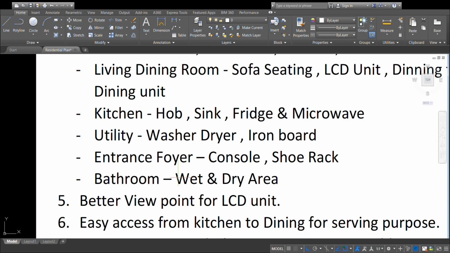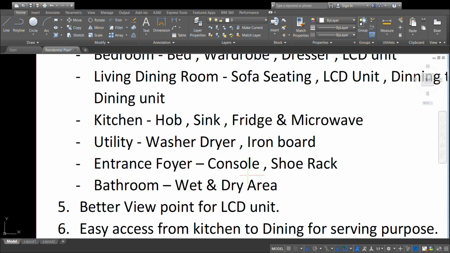Next is entrance foyer. So for the entrance foyer, there will be a console unit. Console unit is nothing but a welcome desk, and a shoe rack is a necessary part of the entrance foyer. Now when it comes to bathroom, we have the wet area and dry area.